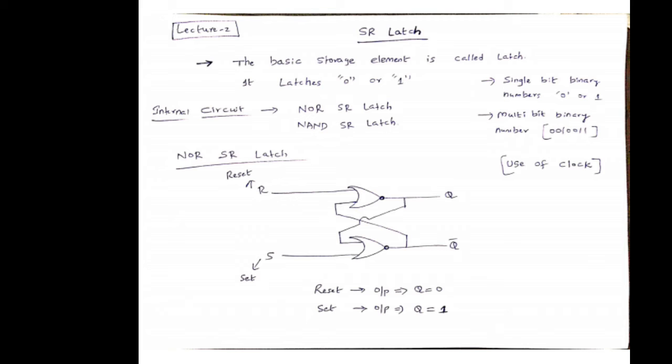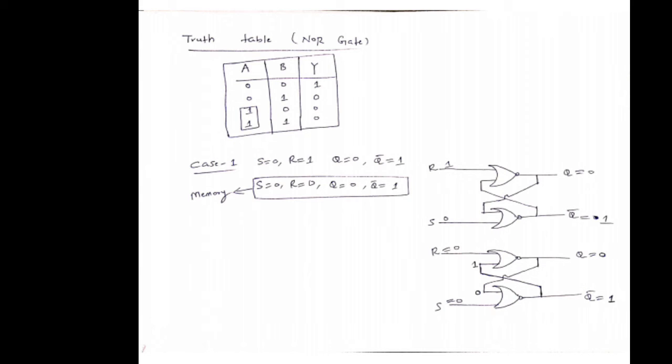It cannot be controlled. We cannot have control over the input combinations, whether it is 0 0 or 0 1 or 1 0 or 1 1. If we have two inputs, we have four combinations. We have to check the four combinations in this SR latch, how it will be stored. In the next slide I would like to explain the truth table of the NOR gate.